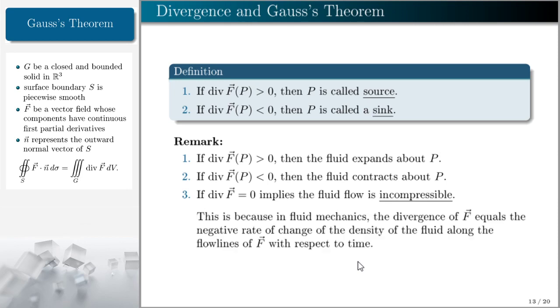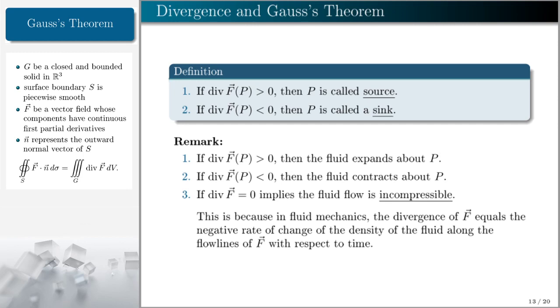And the reason why is because the divergence of F is equal to the negative rate of change of the density. So if the divergence is zero, then the change of density will be zero as well. And that means you are neither expanding nor contracting, and that's why we call it incompressible. Divergence of F equal to zero is a very important assumption, especially when we study fluid flow. And you will see this type of assumption, especially when you study partial differential equations.